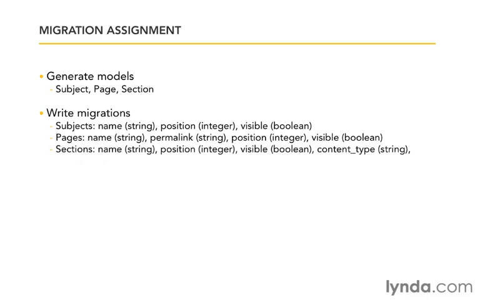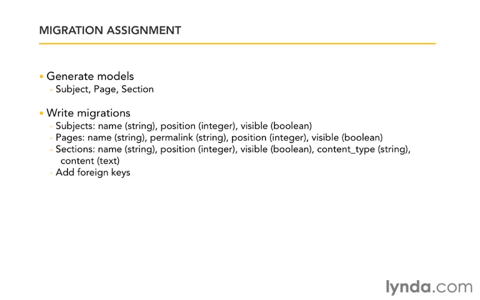And then we're going to have the sections of each page. The name, position, and visible, and then we'll also have the content type. What kind of content are we going to put on this section? And then the content itself. And that would be in a text column. Don't forget that you'll need to add foreign keys to those based on the relationships that we just talked about. Subject ID and page ID will need to go in there.